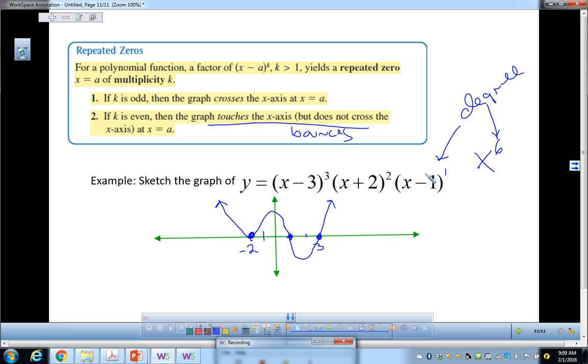So given something like this, I wouldn't expect you to know, I mean, you could find the y-intercept, but I would expect you to be able to sketch something like that without your calculator, knowing that it starts up, it bounces here, it goes through here, because it's got odd multiplicity, and it goes through here, because it's got odd multiplicity there as well. Yes?